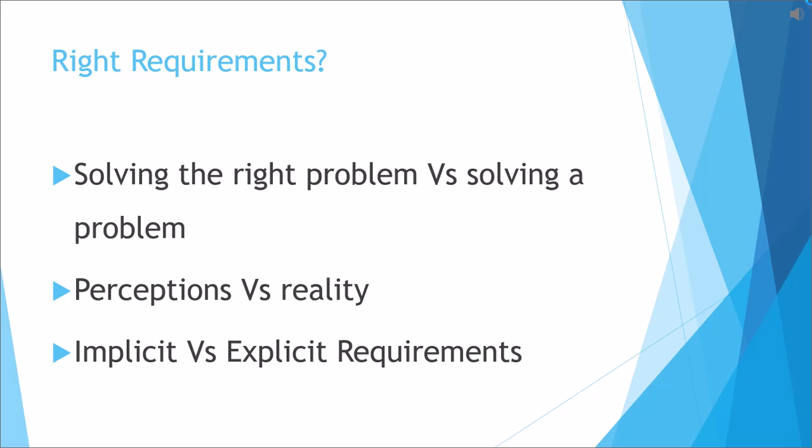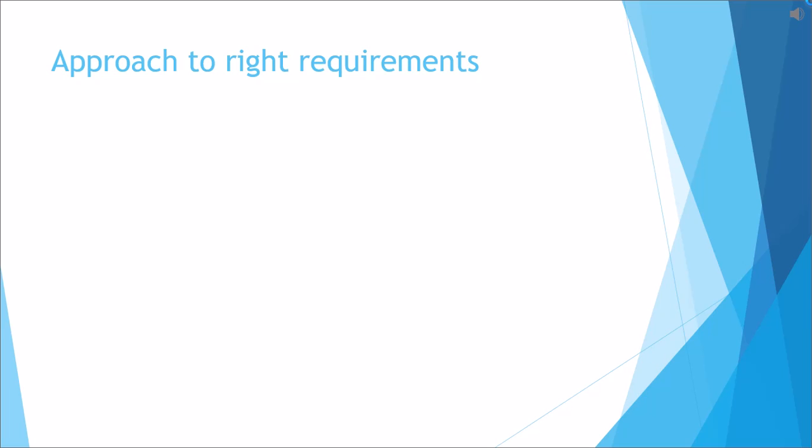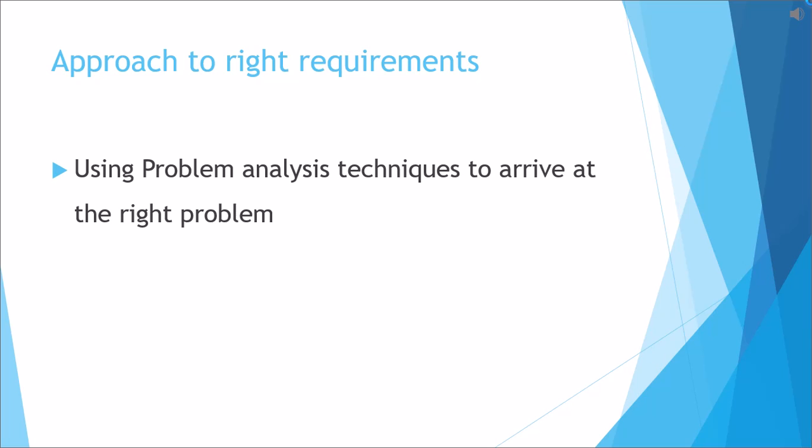So how do we go about addressing these problems? I have tried to simplify and put together three approaches which should help you in getting to the right requirements. First of them is using the right problem analysis technique to arrive at the right problem. The moment you start discussing the requirements with the customer, every piece of requirement, which we can name as a feature, a user story or a use case, might have all the problems which we have discussed previously. There could be implicit requirements, there could be problems associated with perception. So we must use certain problem analysis techniques to arrive at the right problem.